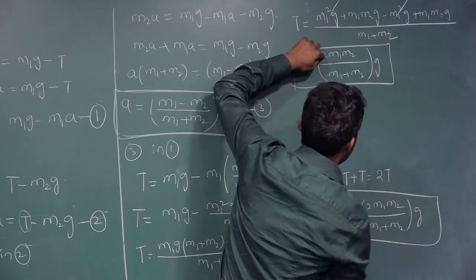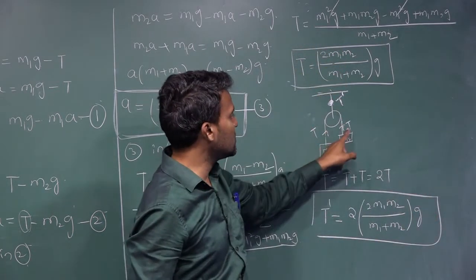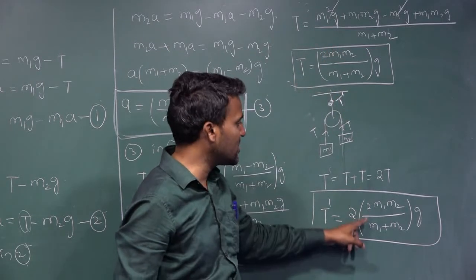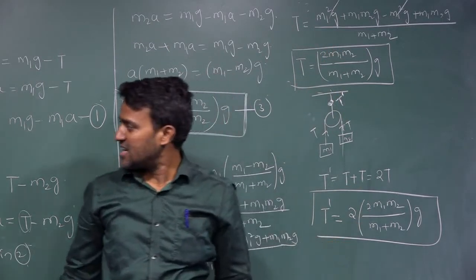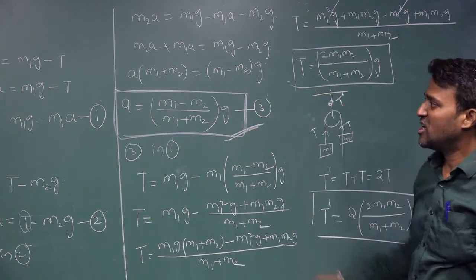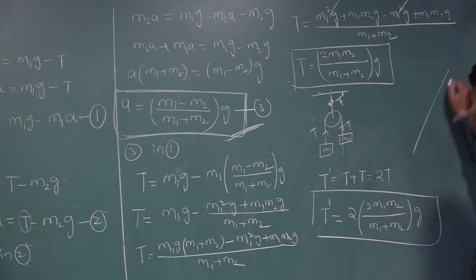So the tensional force in the string, it is nothing but this one. The tensional force on the pulley is nothing but this equation, and the acceleration of the object is nothing but this equation. This is about the Atwood machine.